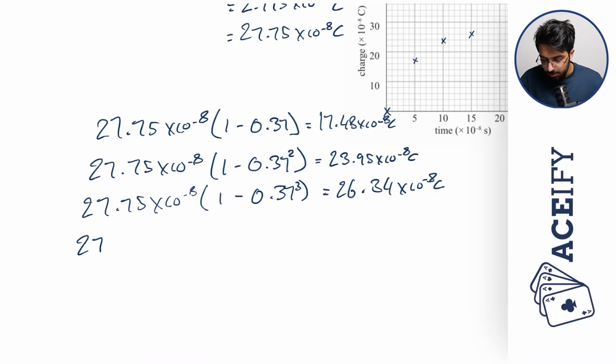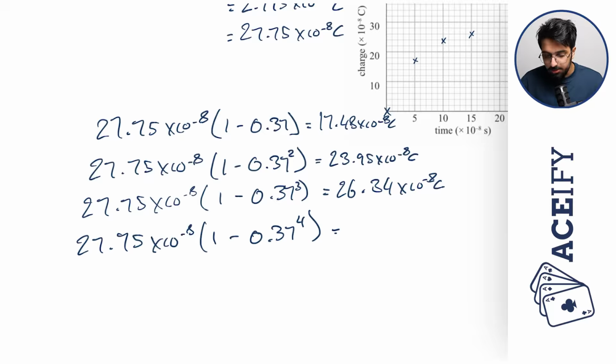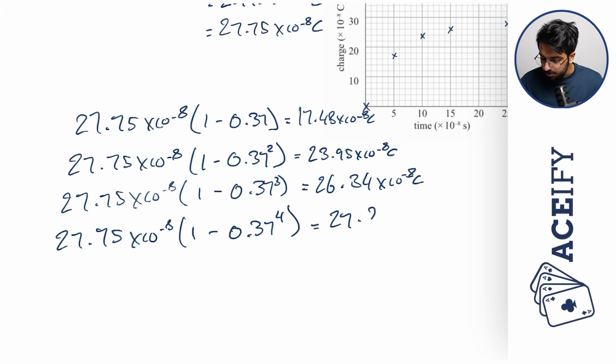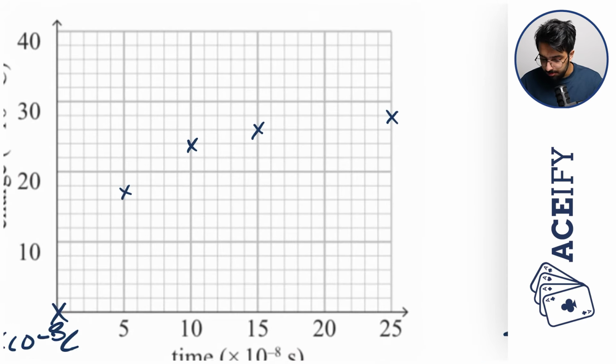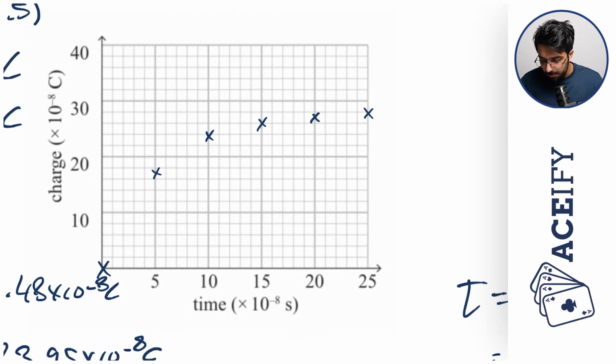And finally, our 4th time constant, 1 minus 0.37 to the power 4. This equals 27.23 times 10 to the negative 8 coulombs. And so that is roughly right over here. And so as you can see, we have a nice logarithmic graph like so.